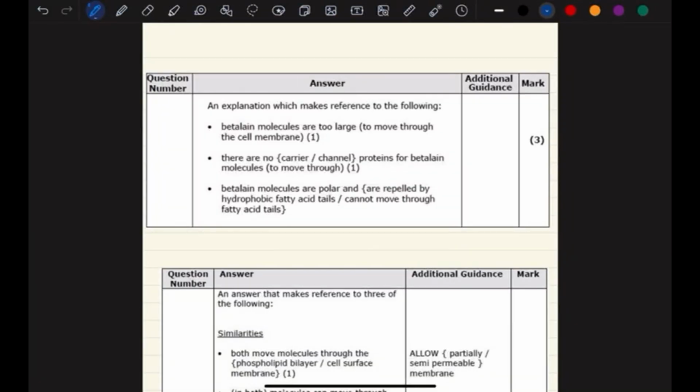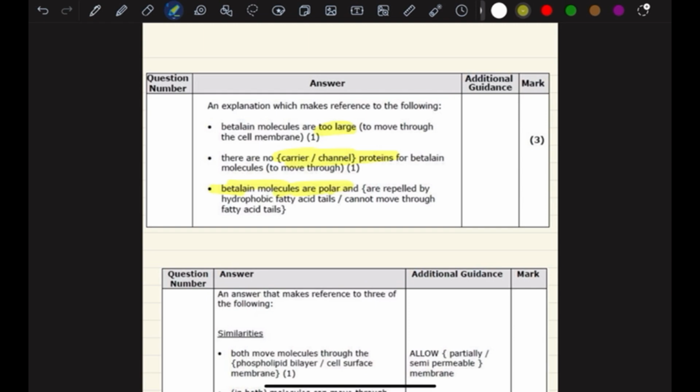And here are our answers. So, guys, when we know that betulin can't get through the membrane, we need to think about these things. What are the reasons why something might not get through the membrane? Too large, so it can't go through those phospholipids. Maybe again, no channel or carrier proteins is another really good point. Or being polar. Normally if it can get through, it's more non-polar.